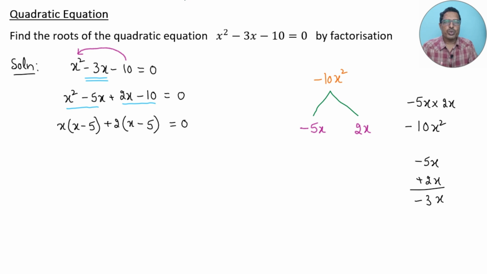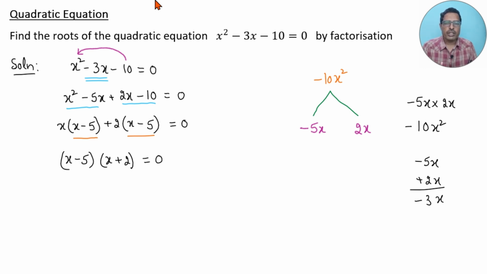Is equal to 0. Can you further tell me what can be taken common outside here? Yes, what can be taken common outside? x minus 5 and x minus 5 can be taken common outside. So x minus 5 is taken common outside. Now what is left now? Here x is left and here plus 2 is left, is equal to 0. So we have factorized the quadratic equation and we have got the factors x minus 5 and x plus 2.